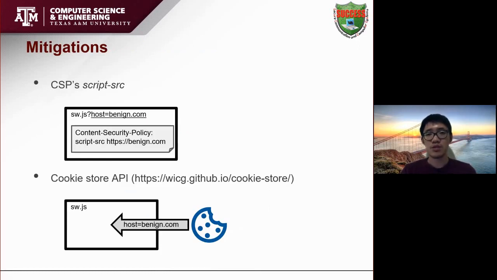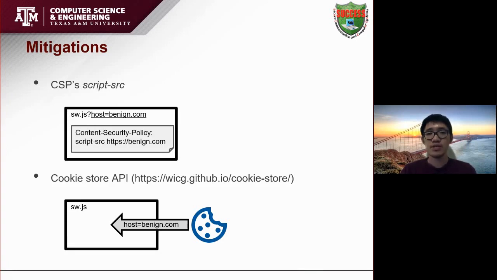To mitigate service worker cross-site scripting, we suggest 2 methods. First, proper CSP configuration can largely mitigate service worker cross-site scripting. By specifying the script-src directive in the service worker file to only import trusted domains, it can mitigate 39 out of the 40 websites that we found. But it will not mitigate websites that directly execute URL search parameters as JavaScript code.